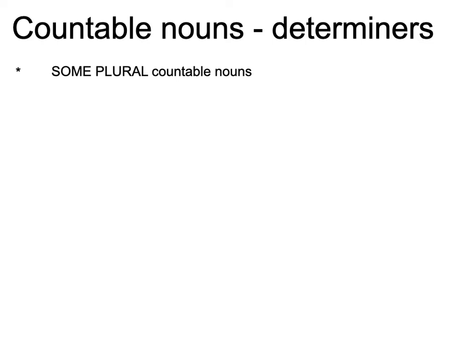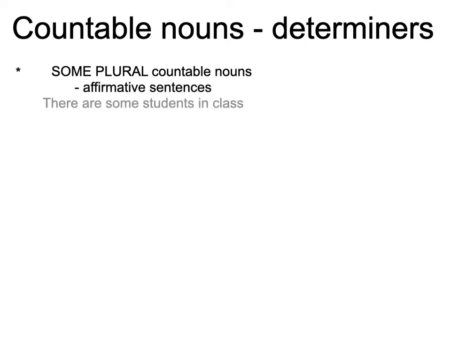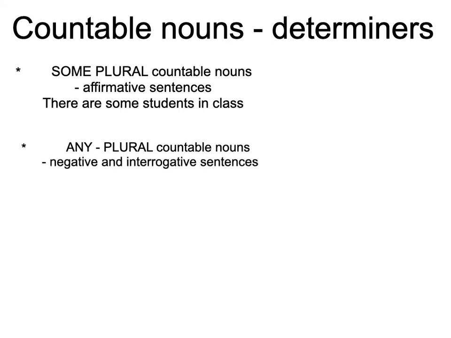We use some with plural countable nouns. As we have seen, we always use them in affirmative sentences, like there are some students in class. We can use any as well with plural countable nouns. But in this case, we're going to use them only in the negative and interrogative sentences. For example, there aren't any apples, or are there any biscuits?